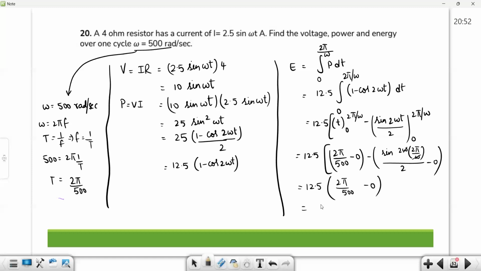If you multiply this, the answer will be around 0.157 joules. Fine. Is it clear? Is it clear now, how you have to find the energy?